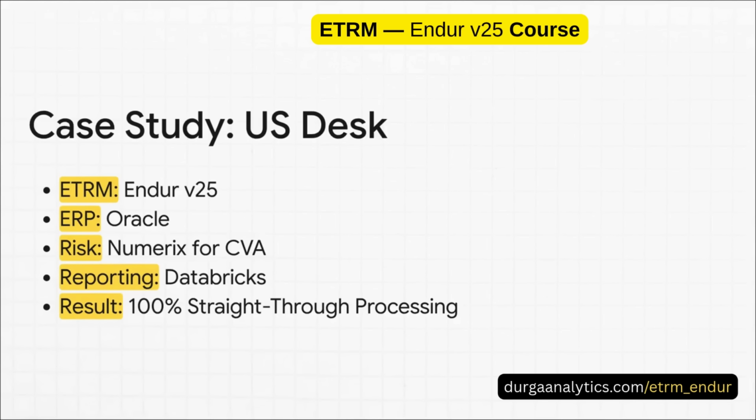Now let's hop across the pond to a U.S. commodity trading desk. They're running Endur with an Oracle ERP. What's interesting here is they use a specialized tool, Numerix, for their advanced credit risk calculations, or CVA. This is a smart architectural choice. They're offloading the really heavy number crunching to a best-in-class engine. Their main goal, their North Star, was total automation. And they nailed it, 100% straight-through processing, 0 manual touchpoints.